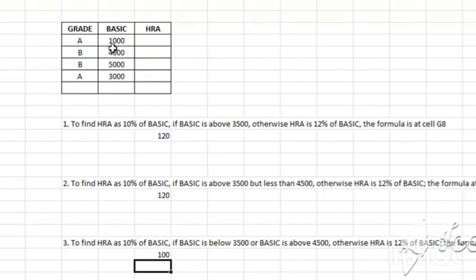I have shown you the first part. You all can try with the others as well: grade B, grade B, grade A, taken as 4000, 5000, 3000. Try it with the IF function, AND function and OR function, and if you have any query, you can comment in the comment section and I'll help you.